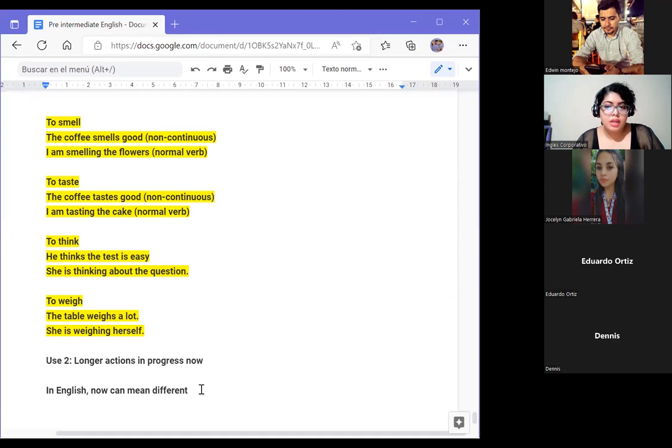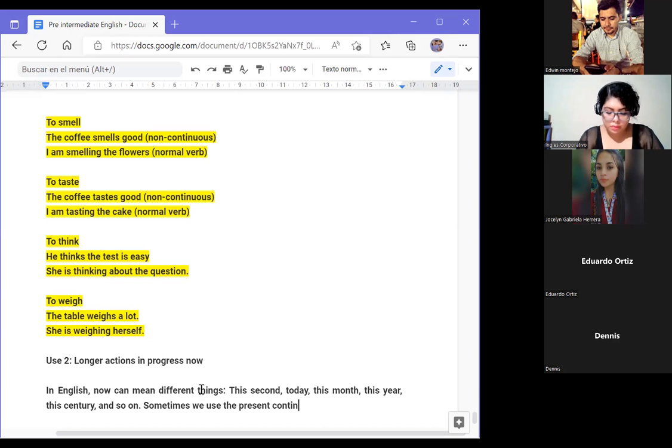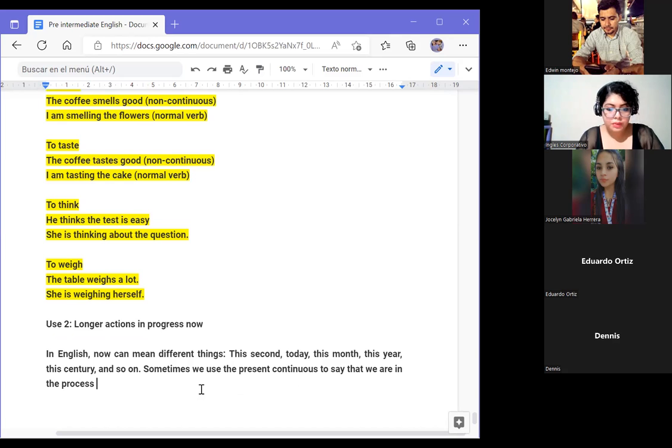Okay. I was saying that in this case, we have different meanings for the word now. The second, today, this month, this year, this century, and so on. Sometimes we use the present continuous. We are in the process of doing.